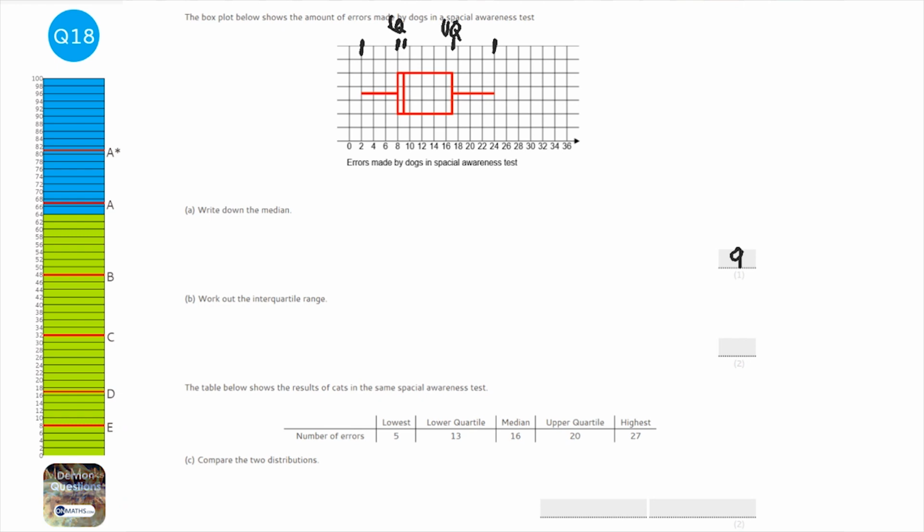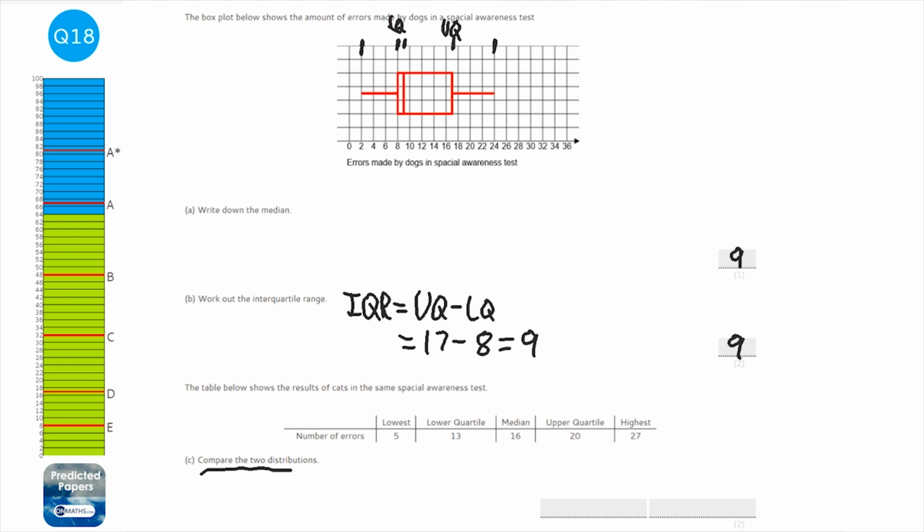So interquartile range is upper quartile, take away lower quartile. Upper quartile is halfway between 16 and 18, so 17, and the lower quartile is 8. So we're doing 17 take away 8, which is 9. So they're both 9. Okay, whenever you're asked to compare two distributions, you're always going to be comparing the medians and the interquartile ranges, or just the ranges.